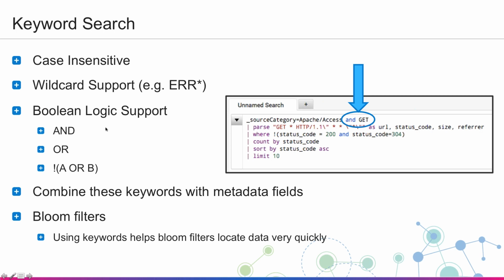It supports Boolean logic as well. So I can get pretty sophisticated and put a lot of and, or, plus not statements, right? So this exclamation mark is actually a not operator. And to reiterate, these keywords can be combined with metadata fields to further reduce the number of messages that you'll be working with. Bloom filters, well, what are those? Well, they essentially allow us to locate your data very, very quickly. And by using keywords, it'll trigger sort of these Bloom filters to take effect.